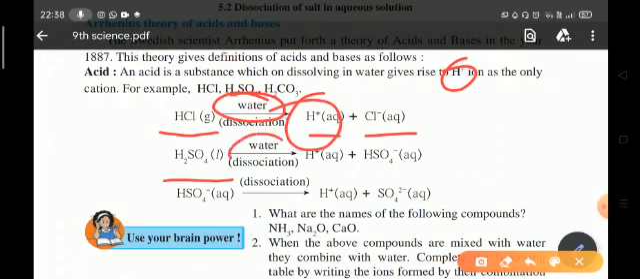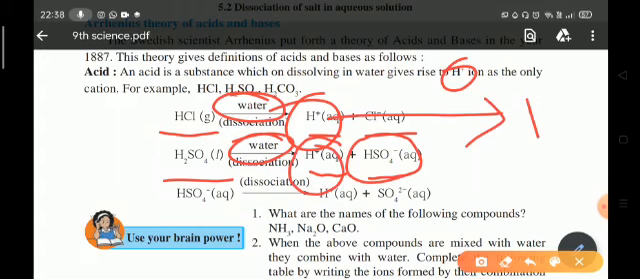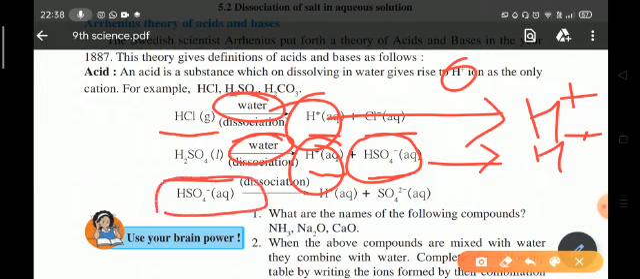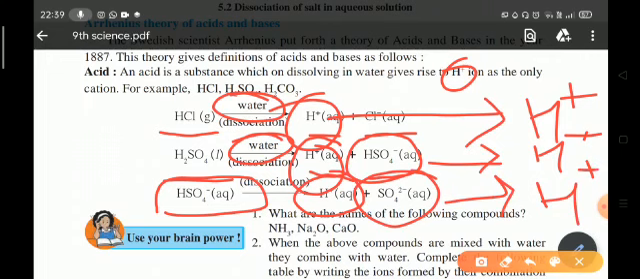H2SO4, when it gets dissolved in water, we get H+ and HSO4-. So the main compound is H+ in here. Even in this, we get H+, and when HSO4- is further dissociated, it forms H+ and SO4 2-. Even in this, we get H+ as an ion. So this is the best example, and this is the best way to explain what an acid is.